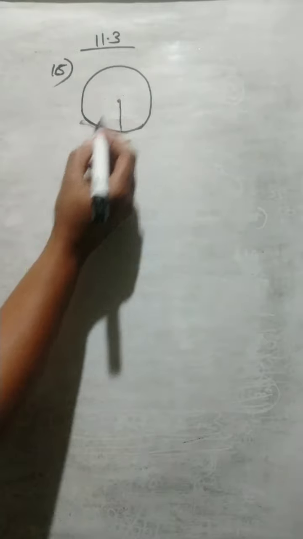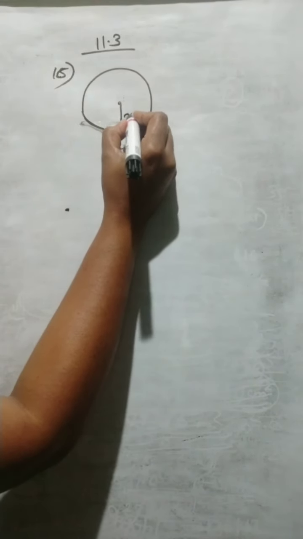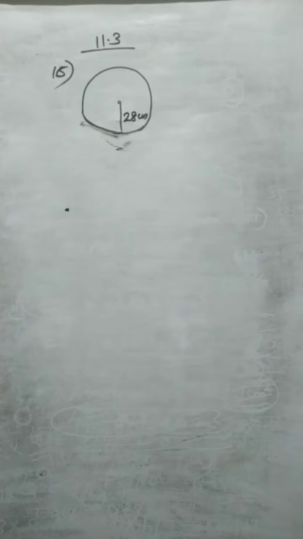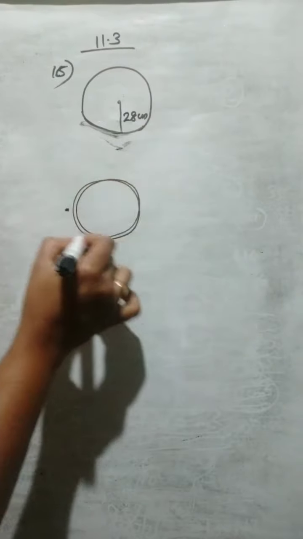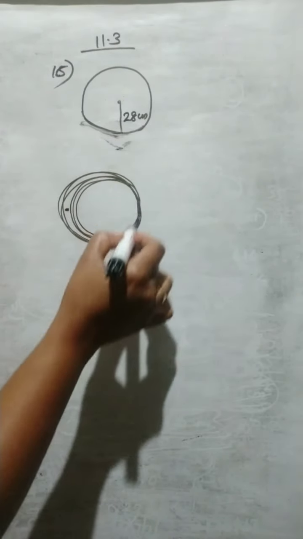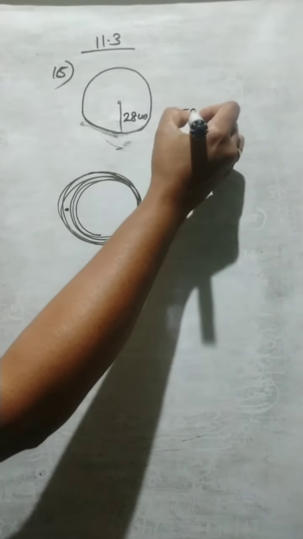Question number 16. How many times must a wheel of radius 28 centimeter rotate to go 352 meter? So the radius of the wheel is given, that is 28 centimeter. When it completes one rotation, that will be the circumference of this circle. So first we have to complete a rotation. Then how many times does this wheel need to rotate to complete 352 meter?